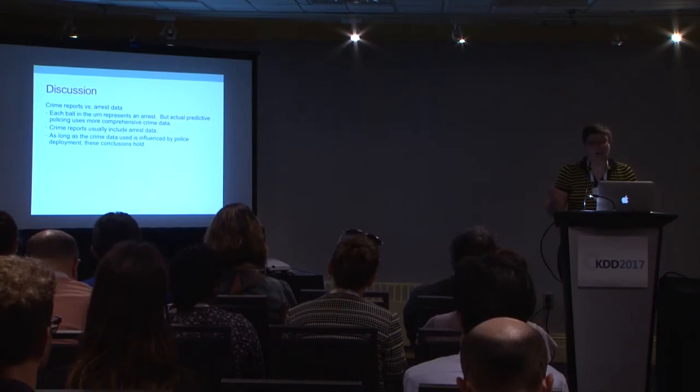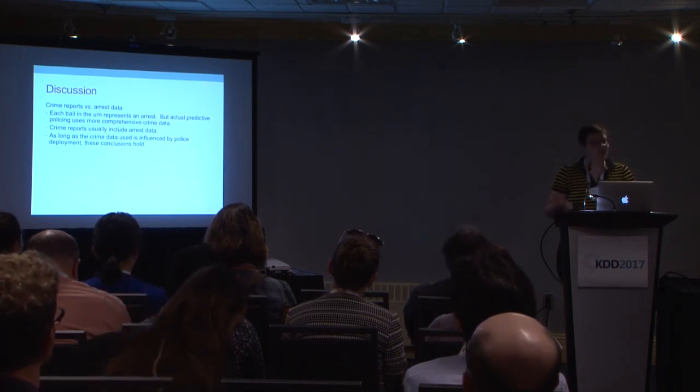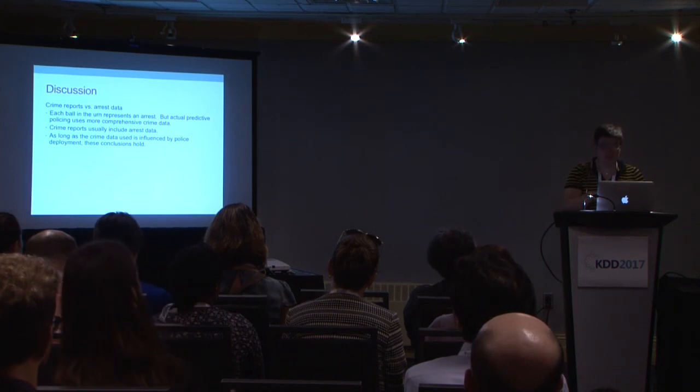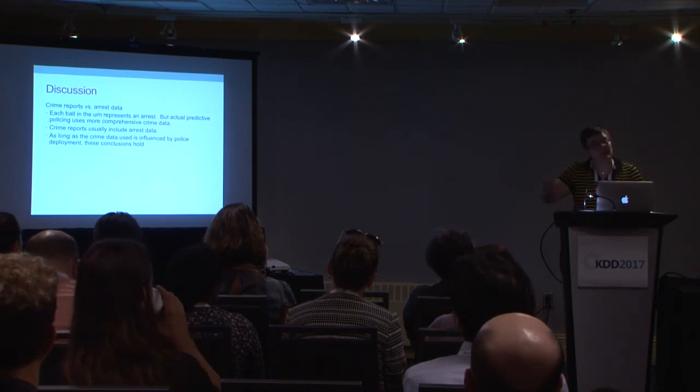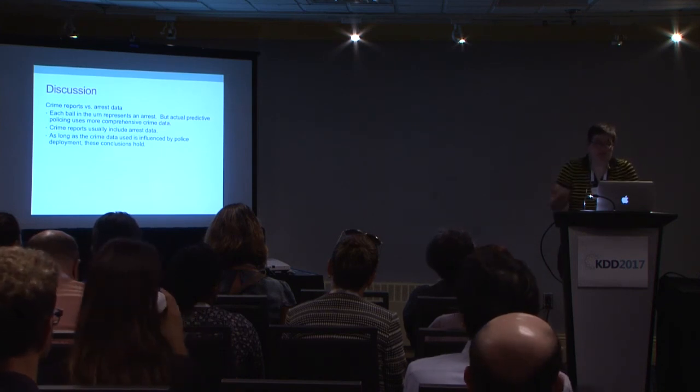If the crime data is not influenced by the police deployment, that seems maybe worrying for other reasons, right? So if your crime data is influenced by the police deployment, then we would expect to see some sort of feedback loop that you would need to correct for.